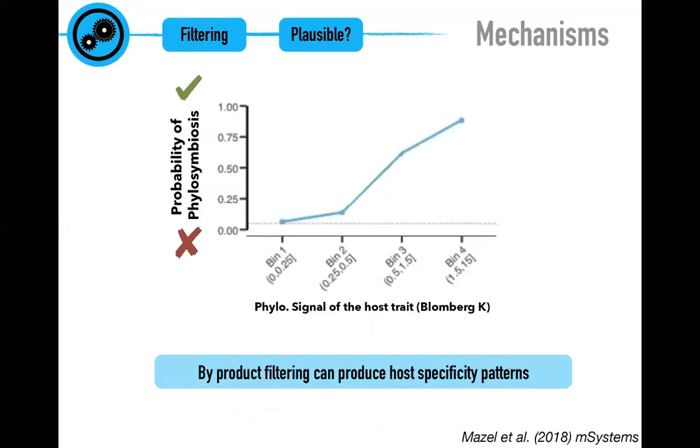And what I showed is that indeed, when you have a host trait, for example diet, that has a very strong phylogenetic signal, so closely related species have a similar diet, and the microbes are filtered by this trait, you observe a high chance of observing specificity, here measured by phylosymbiosis. So just with this simple process, if you have a phylogenetic signal of the host trait, you can produce the specificity pattern we observe in nature without relying on coevolutionary dynamics.